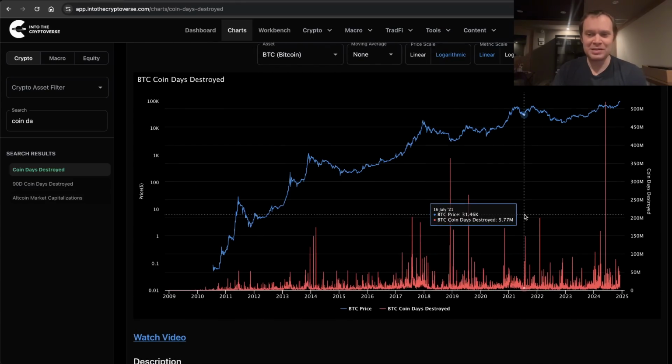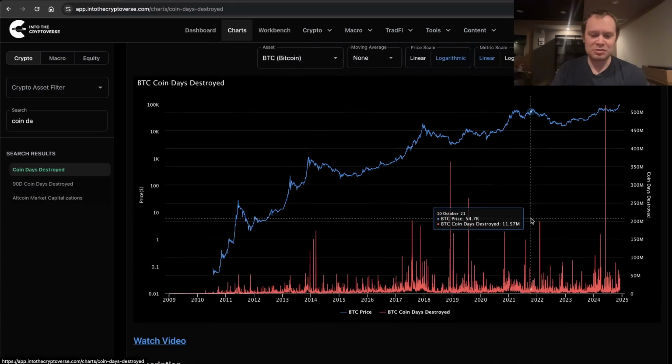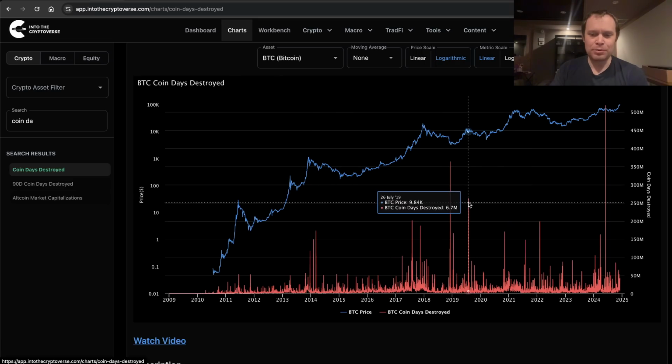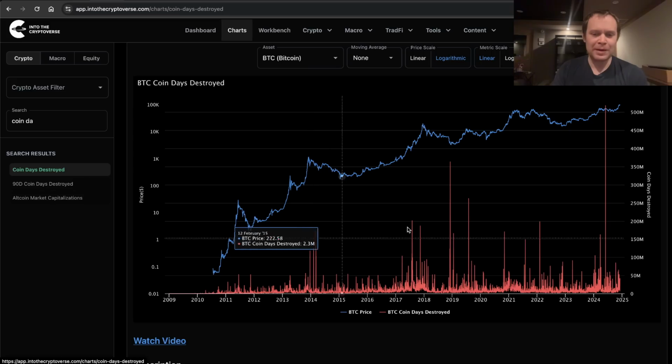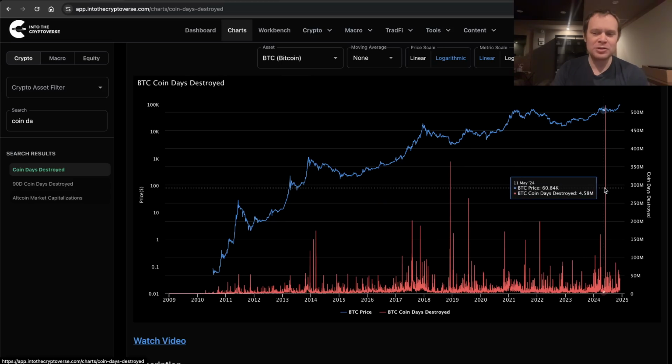So coin days destroyed is another indicator. One of the interesting things about coin days destroyed is that you will see major spikes around pretty volatile moments in the cryptoverse, right? You get major spikes at tops and at bottoms. We also got a major spike at the mid-cycle top last cycle. We got a major spike at the mid-cycle top this cycle.